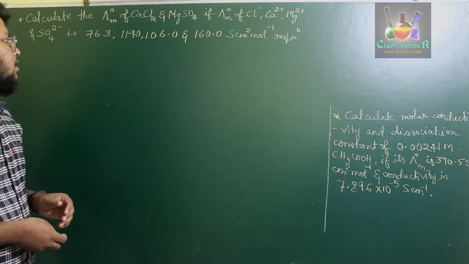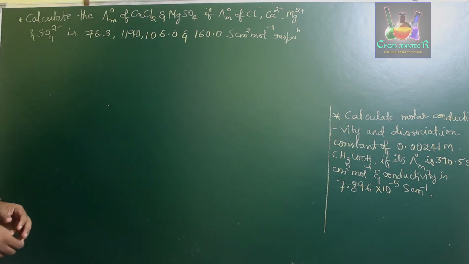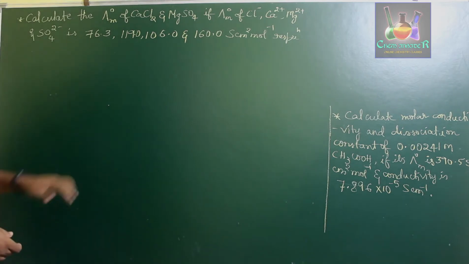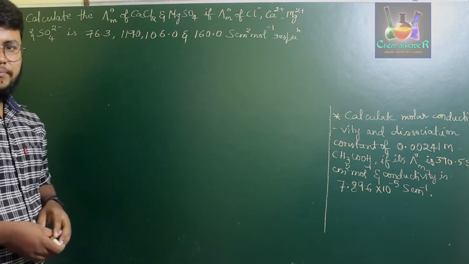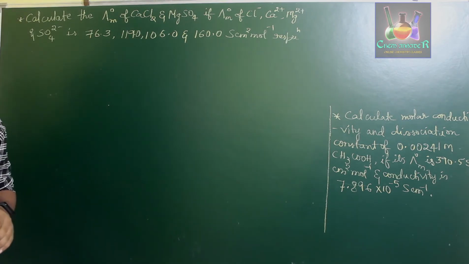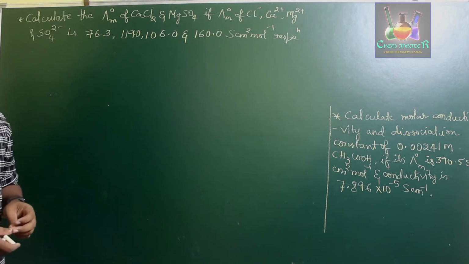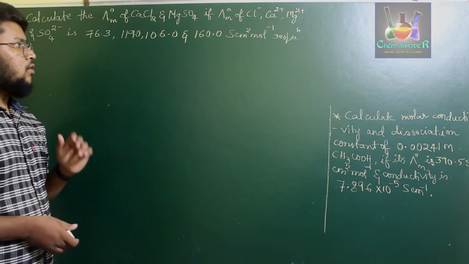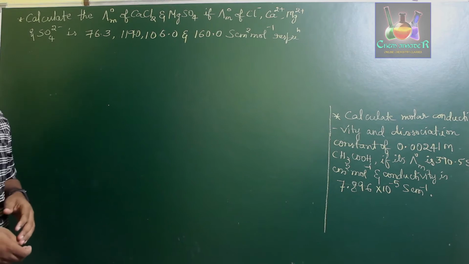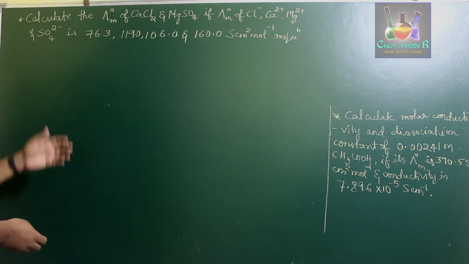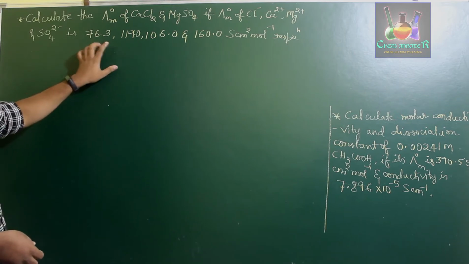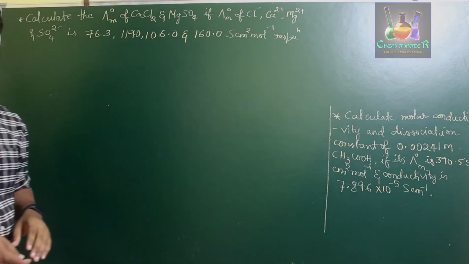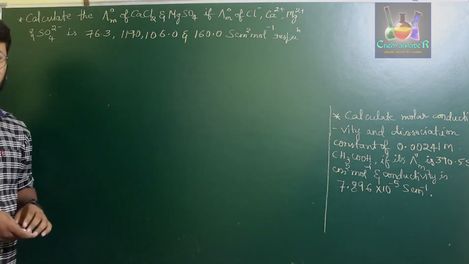For the first problem, we need to calculate the limiting molar conductivity of electrolytes calcium chloride and magnesium sulfate. They are asking us to calculate it if the limiting molar conductivity of the ions Cl minus, Ca2 plus, Mg2 plus and SO4 2 minus is 76.3, 119.0, 106.0, 160.0 Siemens centimeter square per mole respectively.